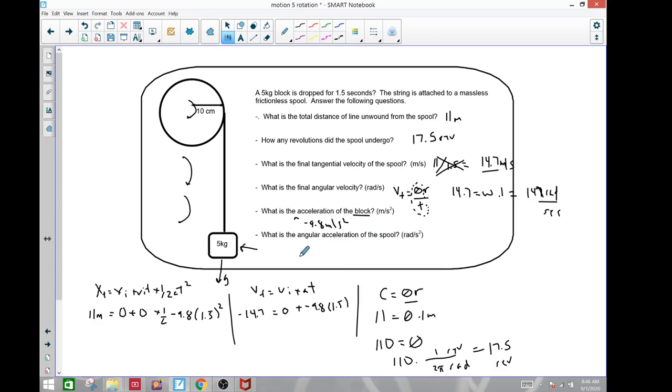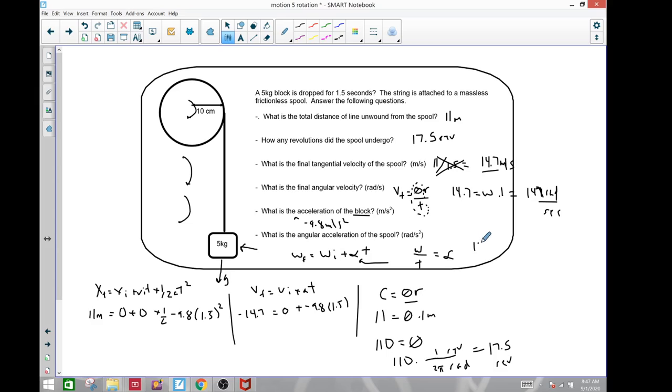Okay, so let's use this formula: angular velocity final equals angular velocity initial plus the angular acceleration times time. I think that will work. So initial is 0. Final is 147. So angular velocity final divided by time is going to be equal to the angular acceleration, because initial is 0.